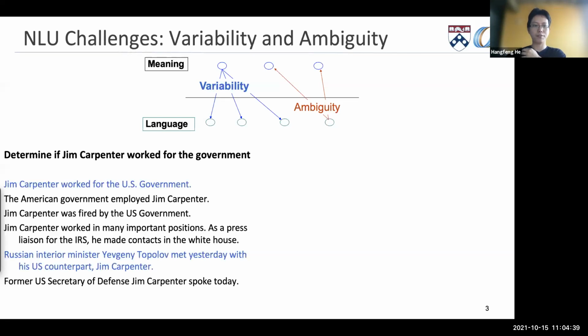For instance, if we want to determine if Jim Carpenter worked for the government, we can simply say that Jim Carpenter worked for the US government, but we can actually use other expressions to indicate the same meaning. For instance, the second last one: Russian Interior Minister Yevgeny Topolov met yesterday with his US counterpart, Jim Carpenter. In this sentence, we don't really talk about job or work, but we still know that Jim Carpenter worked for the government. This process requires complex commonsense reasoning.